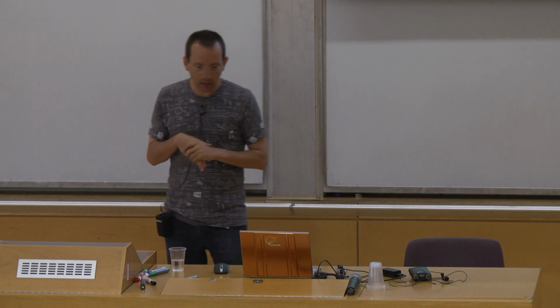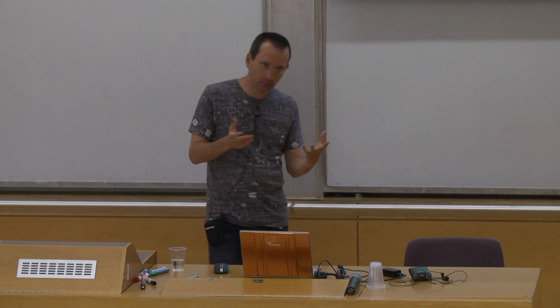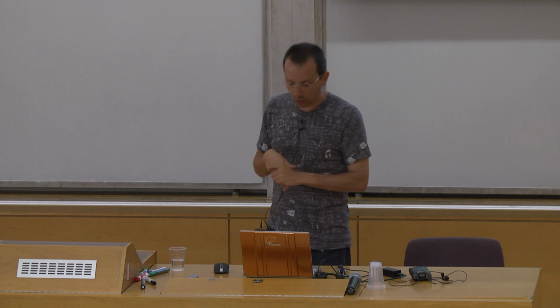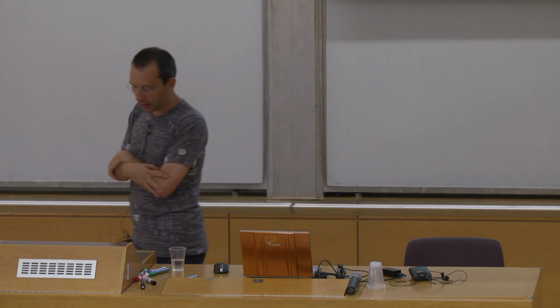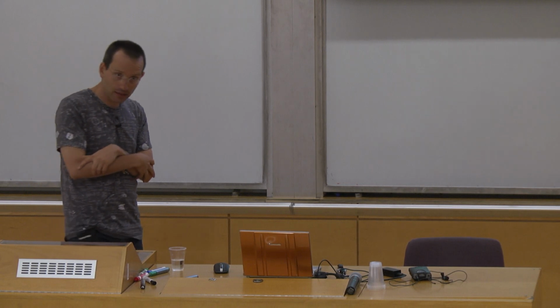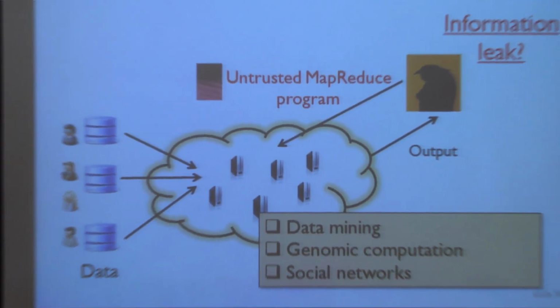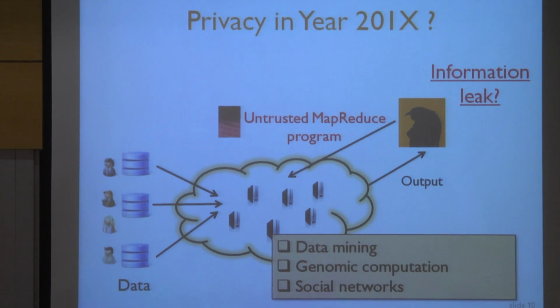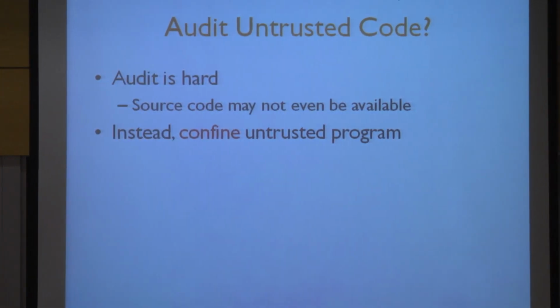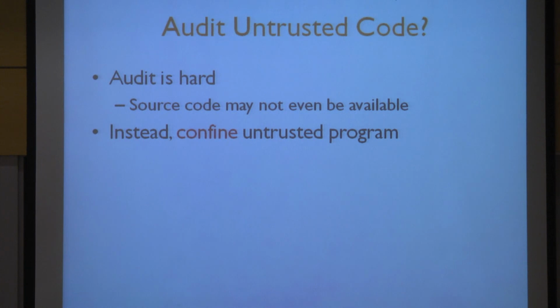Obviously, running an untrusted program on this data, MapReduce or not, could result in all sorts of information leaks, because it's looking at the data and who knows what information it's exfiltrating or what it's trying to learn from the data. So the whole purpose of this line of research is to prevent these things from happening. One naive answer is to audit the program to make sure it's not exfiltrating information about the data. But this is hard because the source code of the program might not even be available.